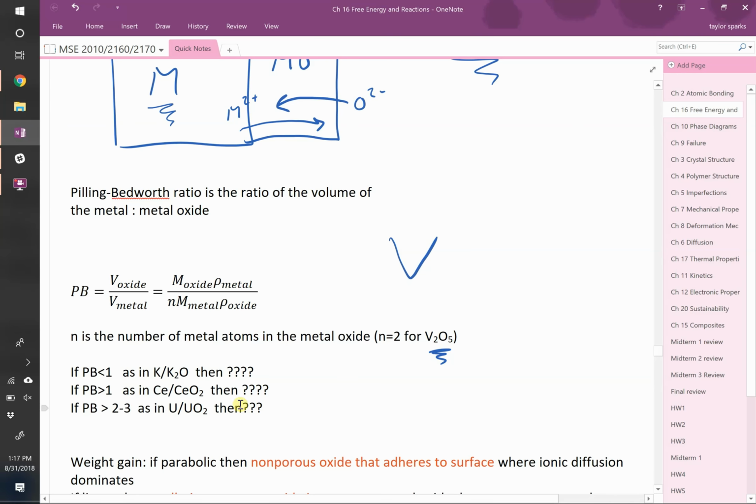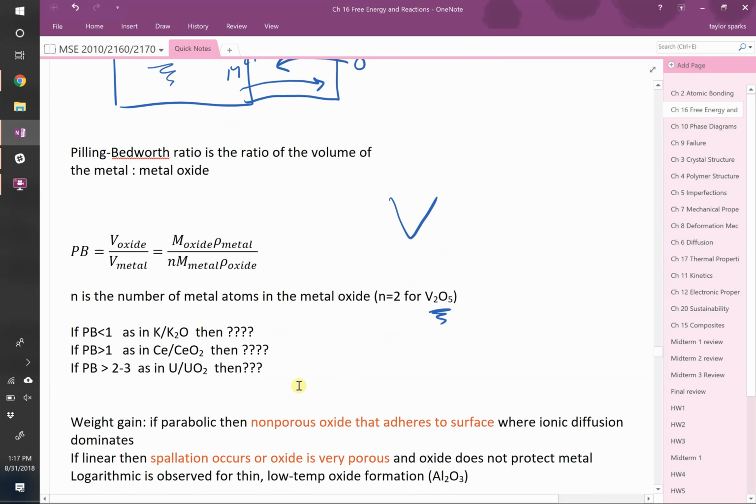Okay? So we said if the Pilling-Bedworth ratio is less than 1, then I'm pretty sure this is the case, let's see, well we can figure it out. If the ratio is less than 1, then that means that the volume of the metal is less than the volume of the oxide, so you're going to get spallation, is that right? Is it the other way around? So how about this? Let's just write it out.